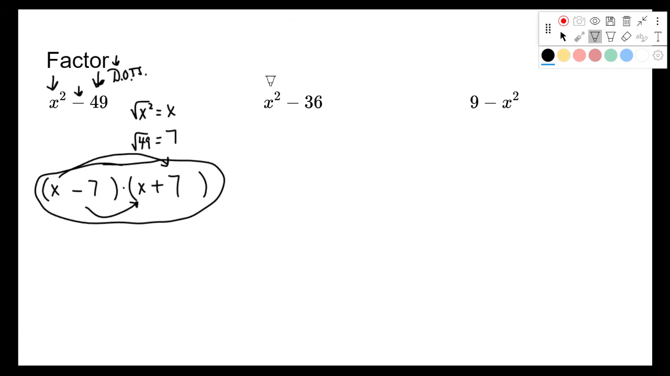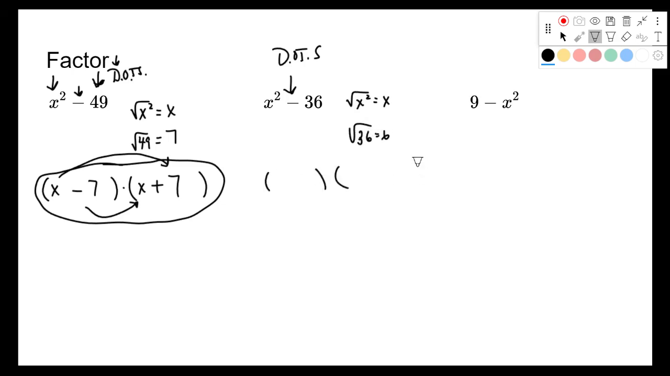Same thing. I'm in a scenario where I have x squared minus 36. I've got 2 terms in it. I'm going to look for a GCF other than 1. There isn't one. They are subtracted in the middle, so I can try the difference of 2 squares. I'm going to take the square root of each one of these. The square root of x squared is x, and the square root of 36 is 6.